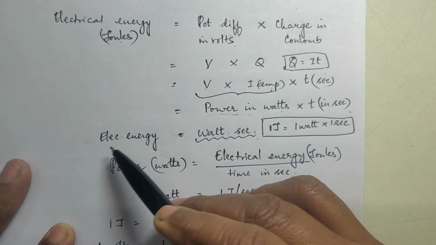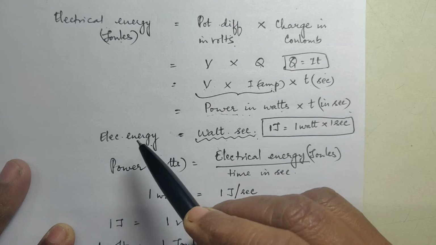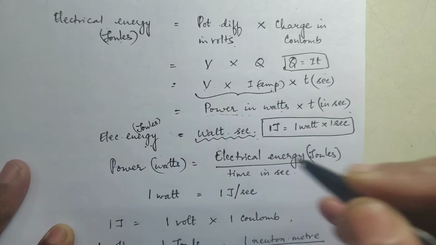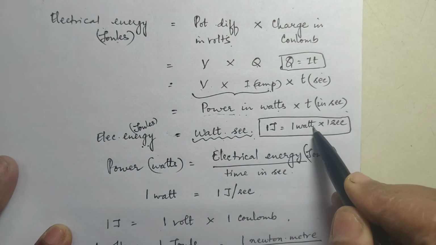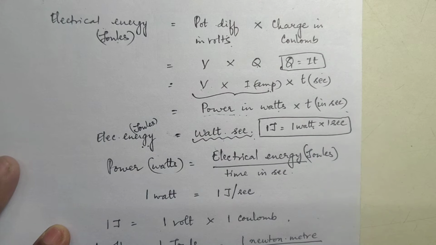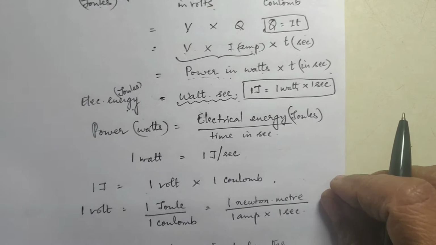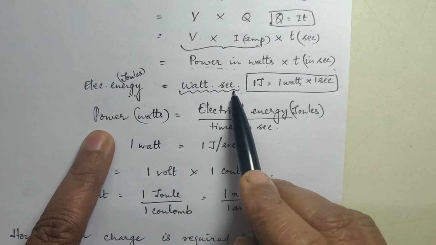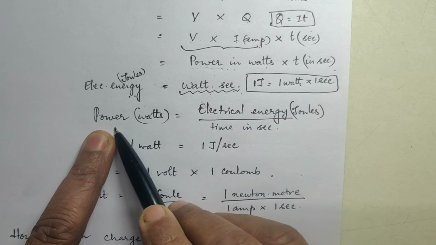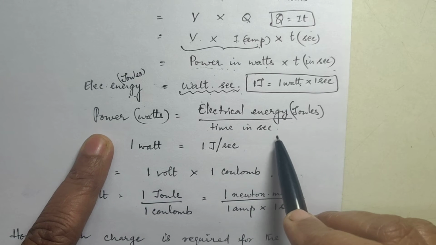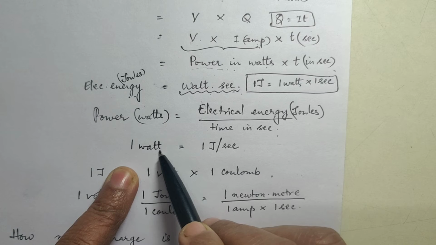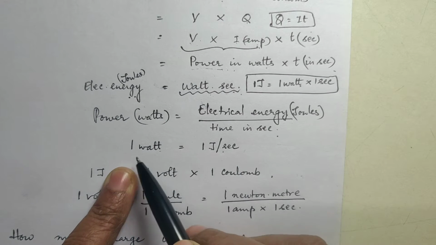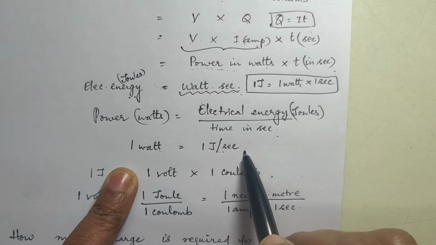What is this electrical energy? How is it measured? It is measured in terms of joules. So 1 joule is equal to 1 watt into 1 second. Now from this, what is power? Power is equal to electrical energy upon time taken. Or you can say, what is 1 watt? 1 watt is 1 joule per second. Is that clear?